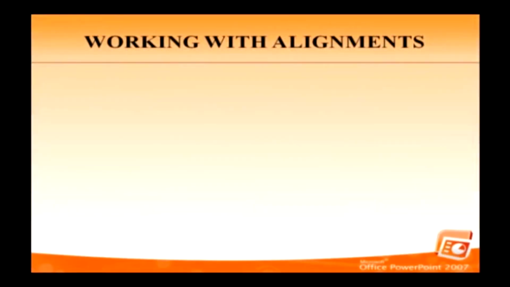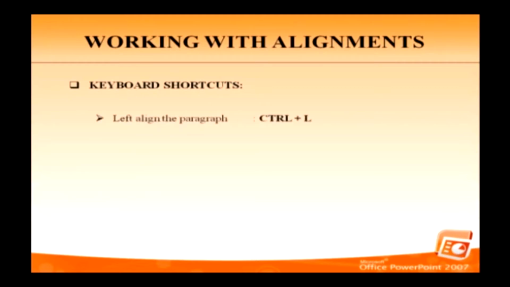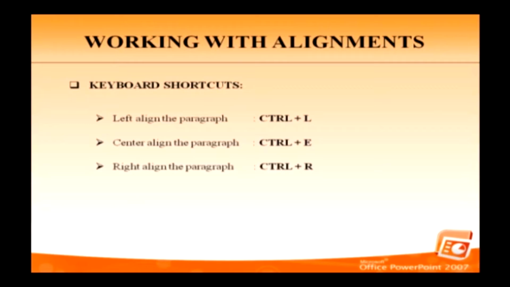You can also use keyboard shortcuts for aligning a paragraph. To left align the paragraph, press Ctrl L. To center the paragraph, press Ctrl E. To right align the paragraph, press Ctrl R. To justify the paragraph, press Ctrl J.